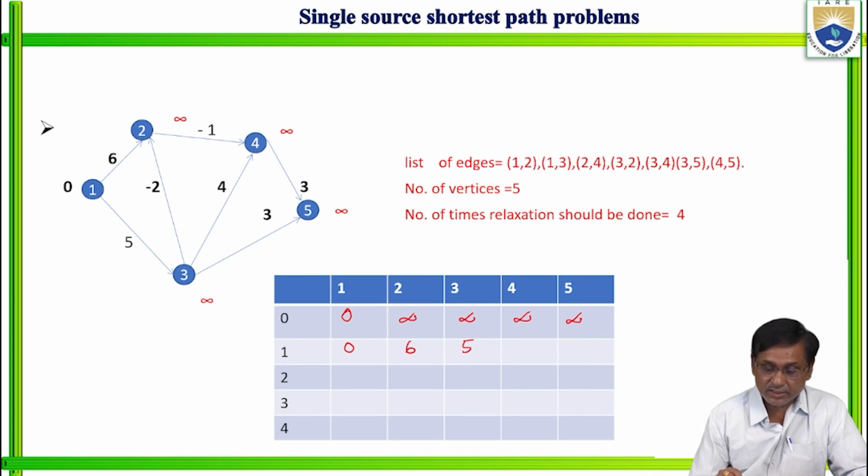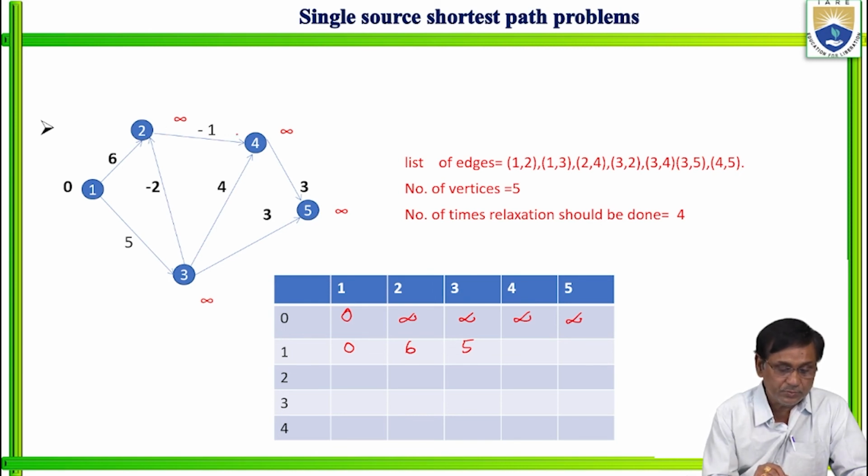First relaxation is 1 to 2. Then next relaxation is 1 to 3. Next relaxation is 2 to 4. So 2 to 4 means 2 value is 6 and my edge value is minus 1, so that it becomes 5.